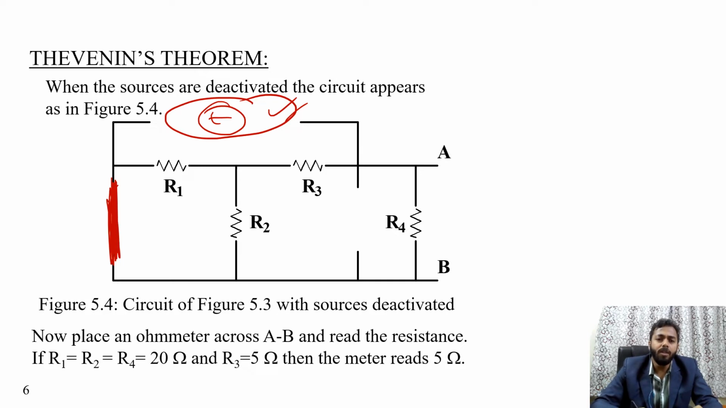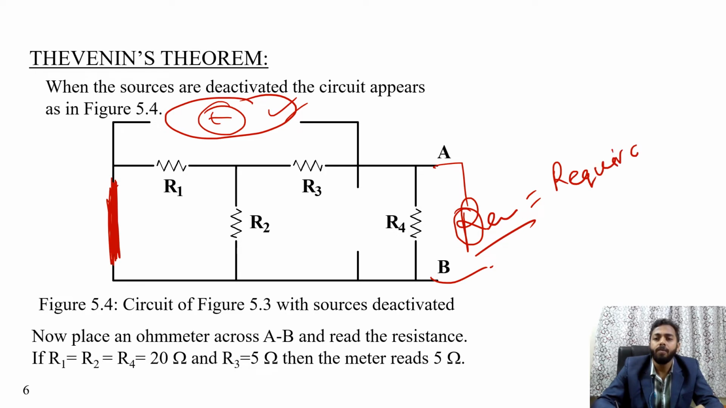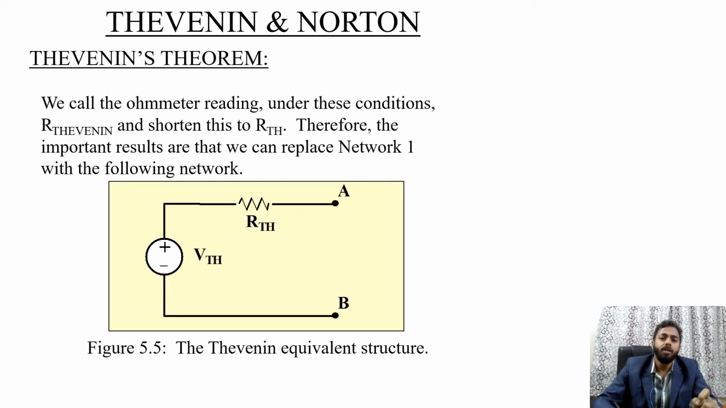Now you can connect an ohmmeter across A and B. An ohmmeter finds the equivalent resistance between terminals A and B. This is R equivalent between terminals A and B. Whatever equivalent resistance you find between terminals A and B is the Thevenin's resistance. Previously we calculated the Thevenin's voltage, now it is the Thevenin's resistance. You have to connect it in series.